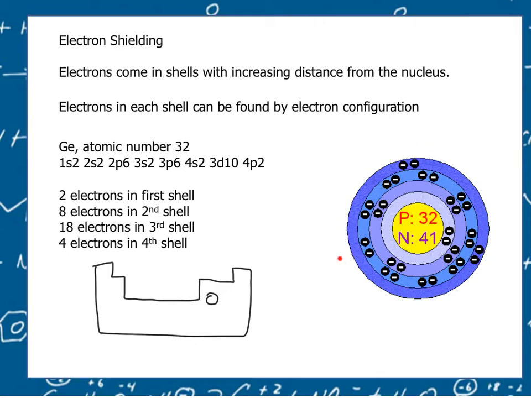And I turned it into this diagram. We've got the protons, the neutrons. I've got the 2 electrons in the first shell. I've got the 8 electrons in the second shell, the 18 electrons in the third shell, and the 4 electrons in the fourth shell.